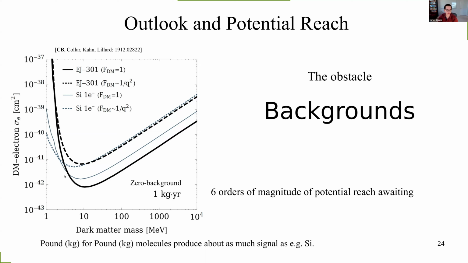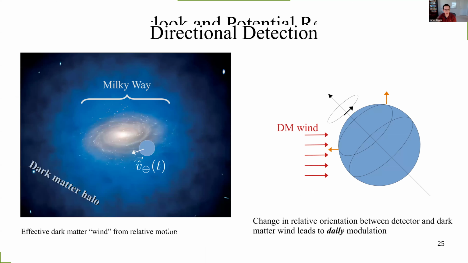Okay. The techniques that you use to read out those signals are what sets the difference. It's what allows you to beat back these backgrounds and delve into these 6 orders of magnitude of potential reach. And one of the ways that you can beat backgrounds like the neutrino fog is by generating some directionality in your material, right? So why is that important?